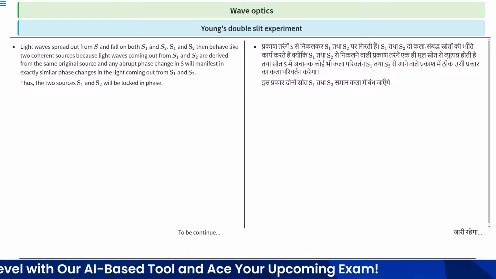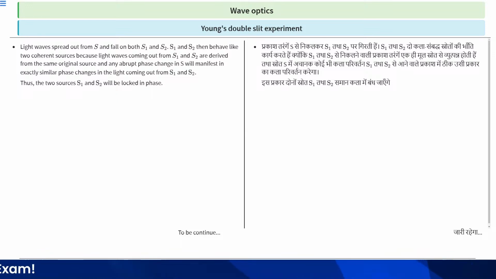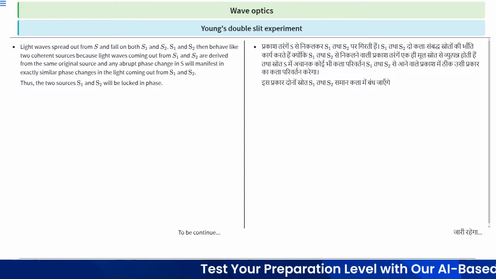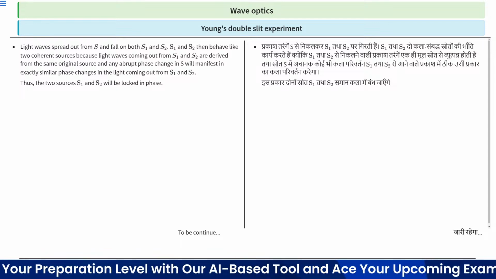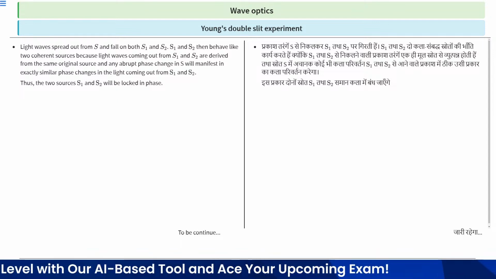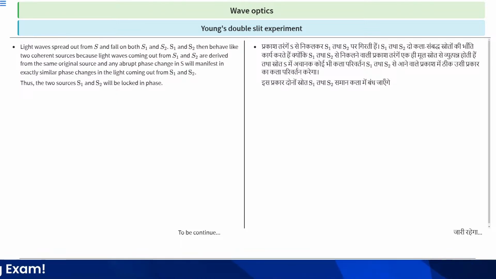Listen carefully. S1 and S2 then behave like two coherent sources because light waves coming out from S1 and S2 are derived from the same original source, and that original source is the source S. An abrupt phase change in S will manifest in exactly similar phase changes in the light coming out from S1 and S2. Thus, the two sources S1 and S2 will be locked in phase.